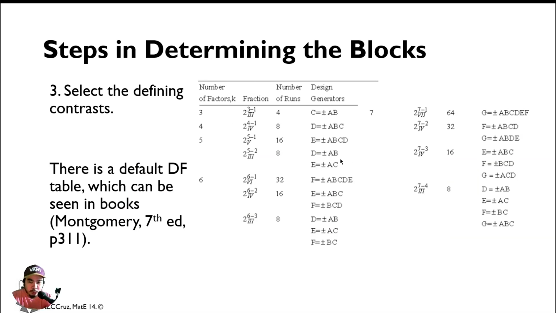So if you have two design generators, that gives us 4 possible ways, no? So pwedeng D is equal to plus AB, E is equal to plus AC. So that is block 1. Block 2 could be D is equal to plus AB while E is equal to negative AC. That is block 2. Tapos yung block 3 naman natin could be D is equal to negative AB, E is equal to positive AC. That's block 3. And lastly, yung block 4 natin is both negative: D is equal to negative AB while E is equal to negative AC.